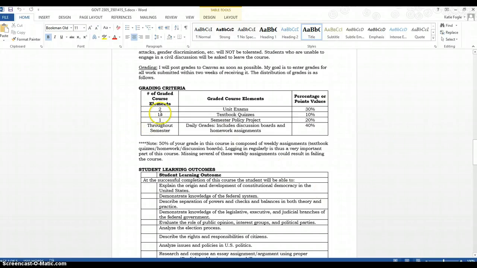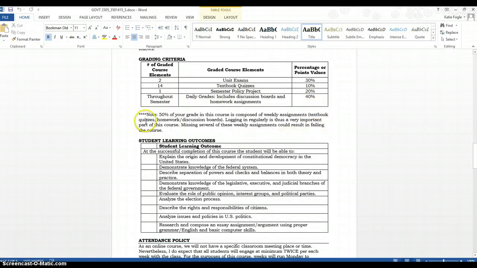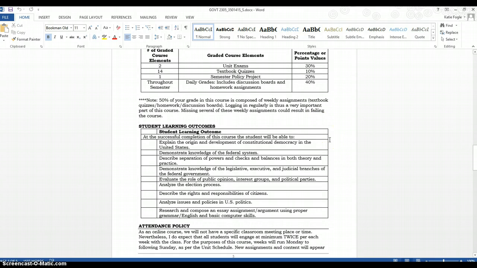As far as your grades, you'll have your 2-unit exams, you'll have 14 textbook quizzes, you'll have your semester policy project, and then you'll have your daily grades. You should note, this is extraordinarily important, 50% of your grade in this course is weekly assignments, the textbook quizzes, and then our homework or discussion boards. If you miss several of these, if you go MIA for part of the course, you should expect that this is going to be very negative in terms of your grade. You can fail this class even doing well on unit exams if you miss enough of our weekly assignments. You need to log in regularly. You need to be present in the course in order to do well.